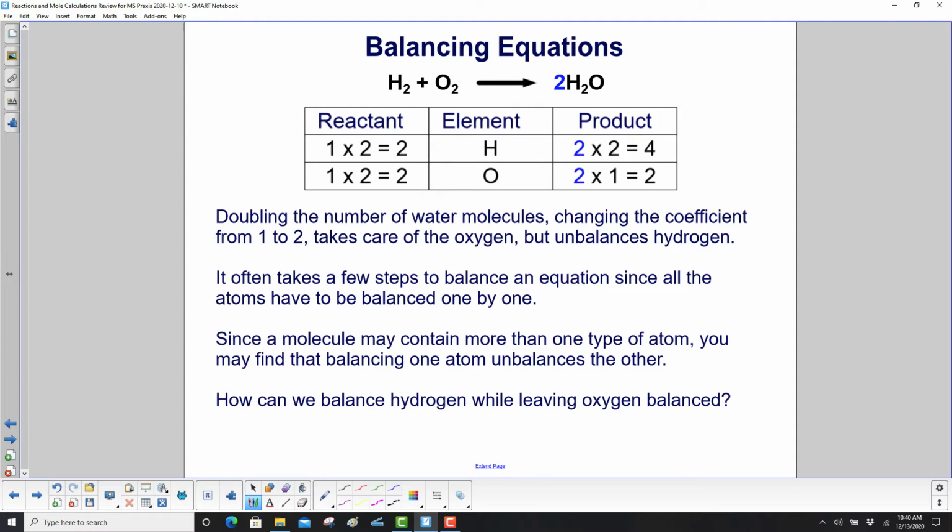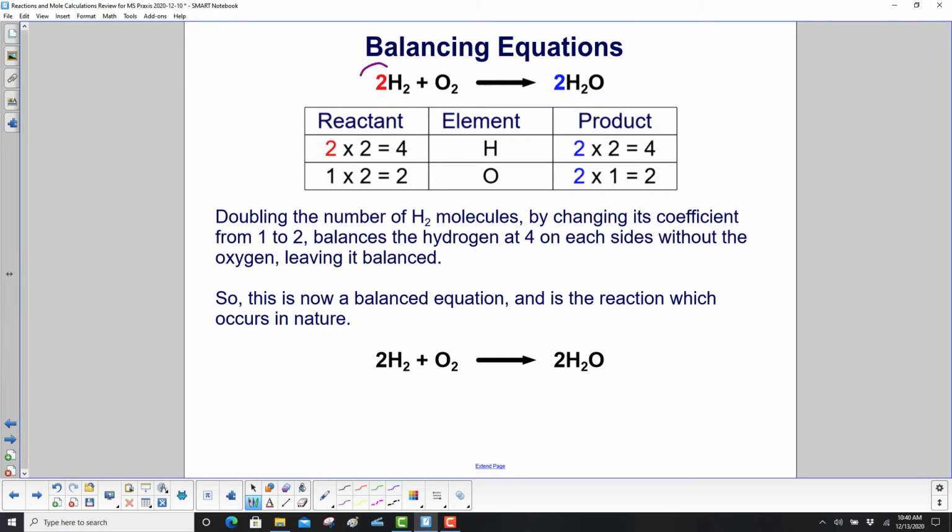Doubling the number of water molecules, changing the coefficient from 1 to 2, takes care of the oxygen, but unbalances the hydrogen. Right? We now have 4 hydrogens here, and what do we have there? 2. It often takes a few steps to balance an equation, since all the atoms have to be balanced one by one. Since a molecule may contain more than one type of atom, you may find that balancing one atom unbalances the other. How can we balance hydrogen while leaving oxygen balanced?